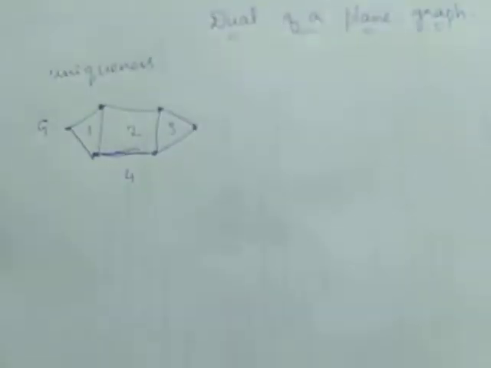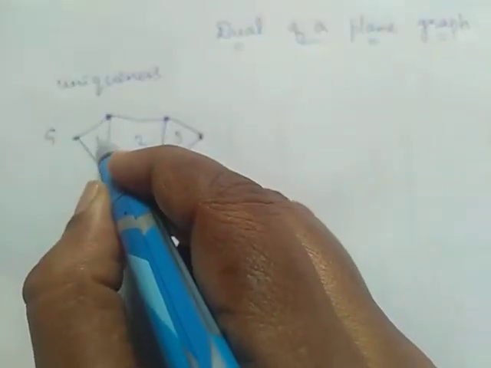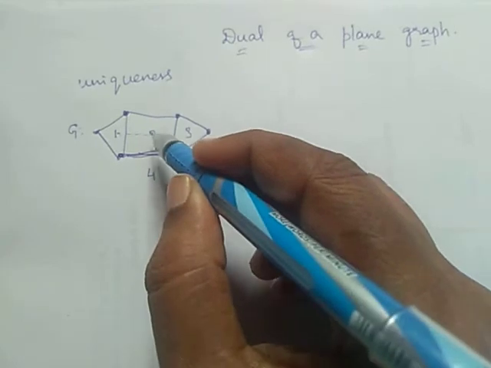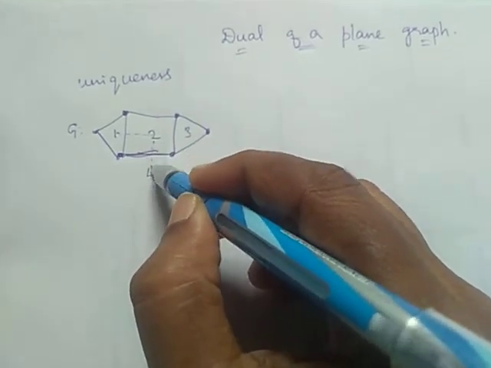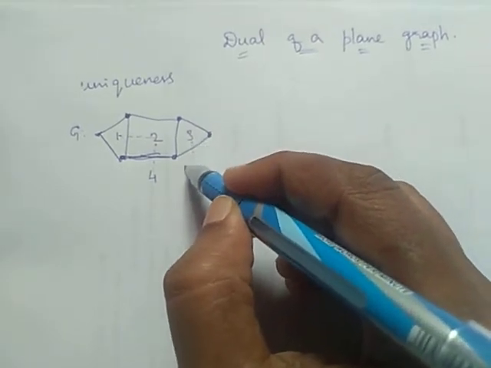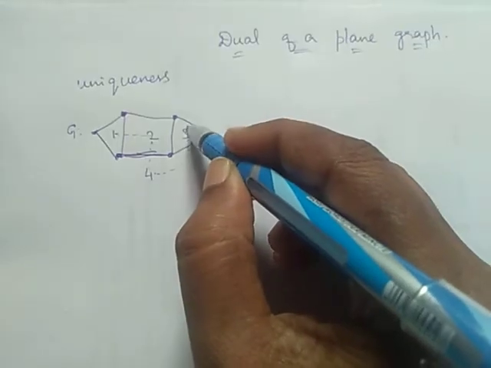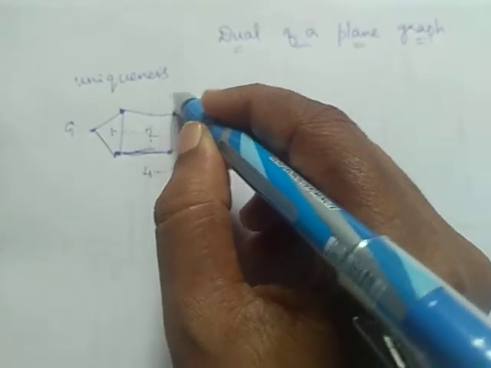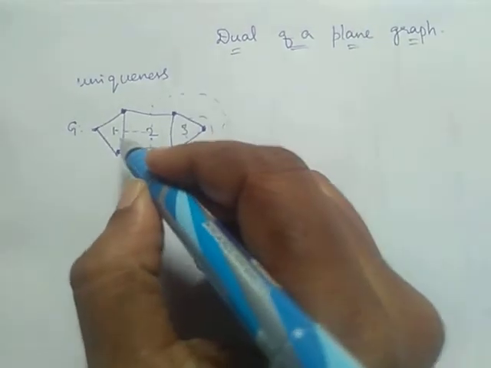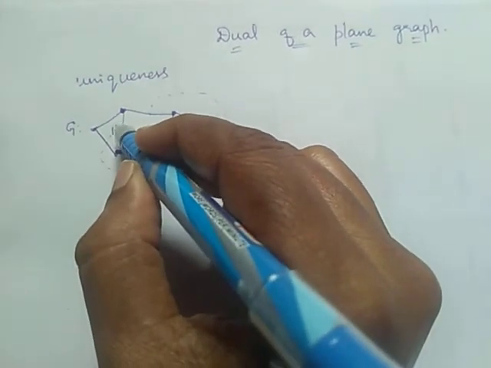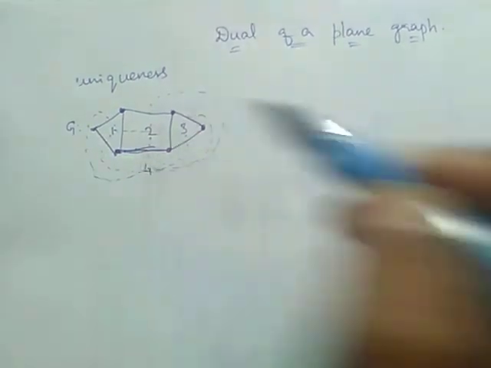Here we have one edge, so we have to connect 1 and 2. Here we have another edge. This edge is common to region 2 and region 4, so we have to connect this. We have another edge. This edge is common to region 3 and region 4. This edge is common to region 3 and region 4. This edge is common to region 2 and region 4. This edge is common to region 1 and region 4. This edge is also common to region 1 and region 4.